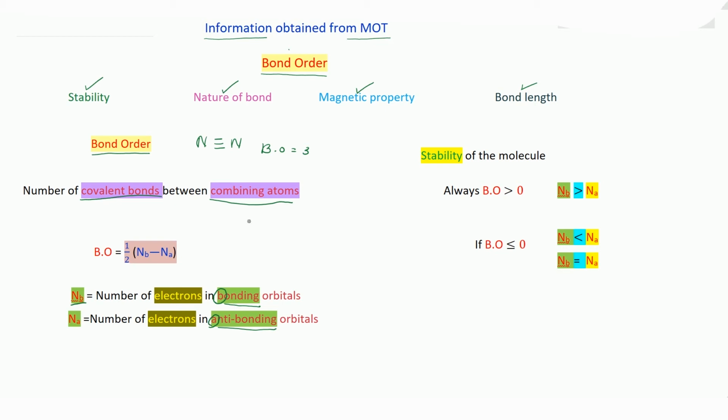If you know these numbers of electrons, then you subtract and divide by 2, and you will get the bond order. For example, take the formation of the hydrogen molecule. You have a hydrogen with a 1s orbital with 1 electron, and you take another hydrogen with a 1s orbital with 1 electron. Now these two 1s orbitals combine to form 2 molecular orbitals. This is one molecular orbital which has lower energy. It is called sigma 1s, and this is sigma star 1s.